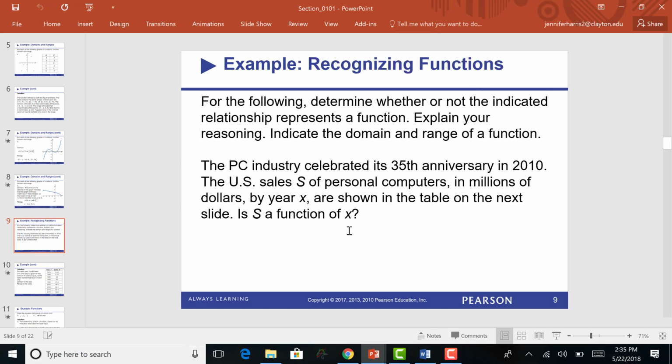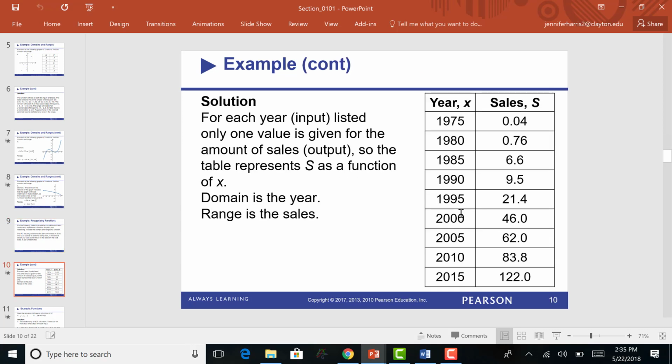Go back to the previous slide. It says sales for the computers what? In the millions. Okay, so let's go back to the next slide. So that's 0.04 million. The next is 0.76 million. The next one is 6.6 million. The 1990 is 9.5 million. So these are millions, the sales in the millions. Okay. We okay?